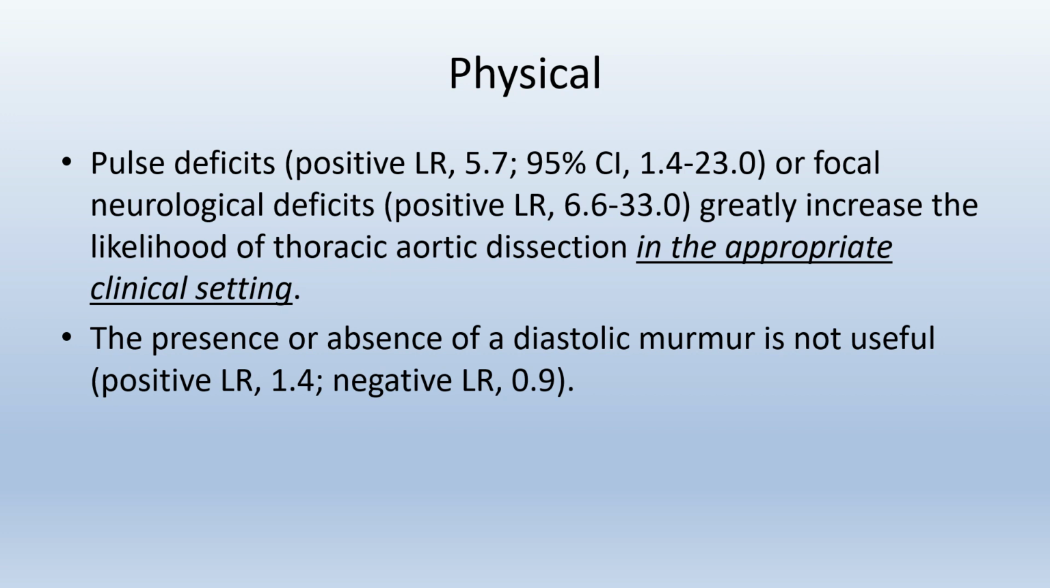Physical examination: pulse deficit positive, LR 5.7, 95% confidence interval 1.4 to 23, or focal neurological deficit positive, LR 6.6, greatly increases the likelihood ratio of thoracic aortic dissection in an appropriate clinical setting. Presence or absence of a diastolic murmur is not useful, with a positive likelihood ratio of 1.4 and negative likelihood ratio of 0.9.